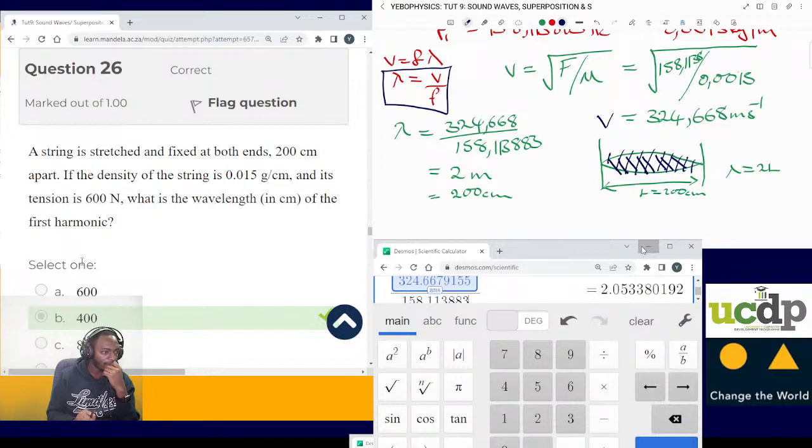What is the wavelength in centimeters of the first harmonic? First harmonic, it's when n equals 2, right? How many antinodes? So this, it should be the same. Okay, just a minute. This could be the same.